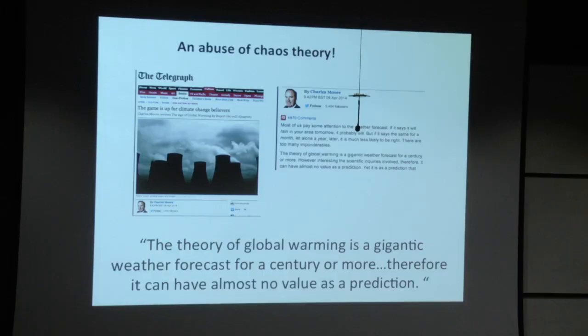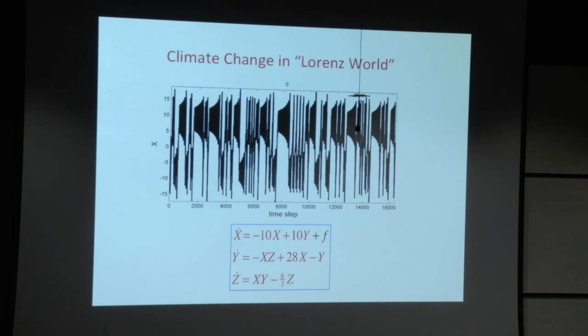So this was brought up not so long ago in a review of a book in the Daily Telegraph, The Game's Up for Climate Change Believers. The theory of global warming is a gigantic weather forecast, and therefore it can have no value as a prediction over a century or more. Okay, so I just want to debunk that very briefly, and then we'll move on. Because basically that is to misunderstand the problem of climate change.